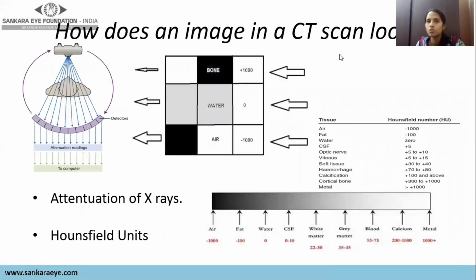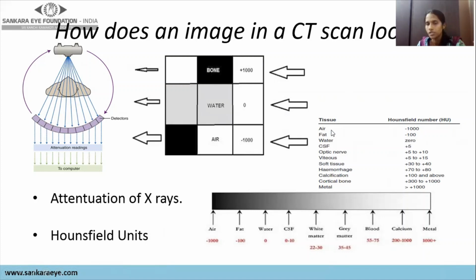So how does an image look in a CT scan? As you all know, in a CT scan, X-rays are used, and as these pass through the tissues, they get absorbed or weakened. This is called attenuation of X-rays, and this is measured in terms of Hounsfield units. Bone being denser, it prevents the transmission of X-rays, so therefore it appears bright or hyperdense. Whereas air being less dense, it transmits most of the X-rays, and therefore it appears dark. So in our orbital CT, we have a set of Hounsfield values.